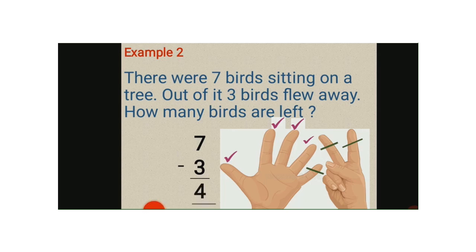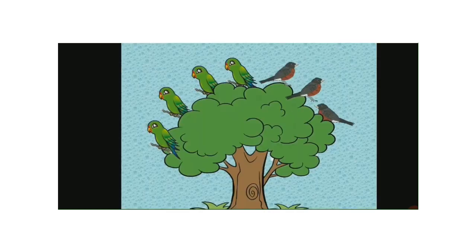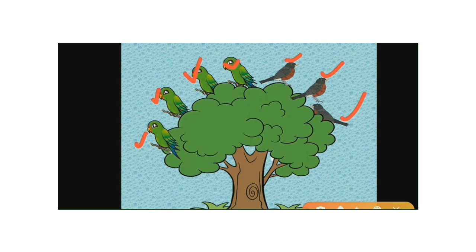This way also you can do the subtraction. It is absolutely very easy. Right? By using your fingers, you can easily do the subtraction. The word left always signifies subtraction. Now here you can see a tree. On the tree you can see many birds are sitting. Let's count the birds. 1, 2, 3, 4, 5, 6 and 7. 7 birds are on the tree.